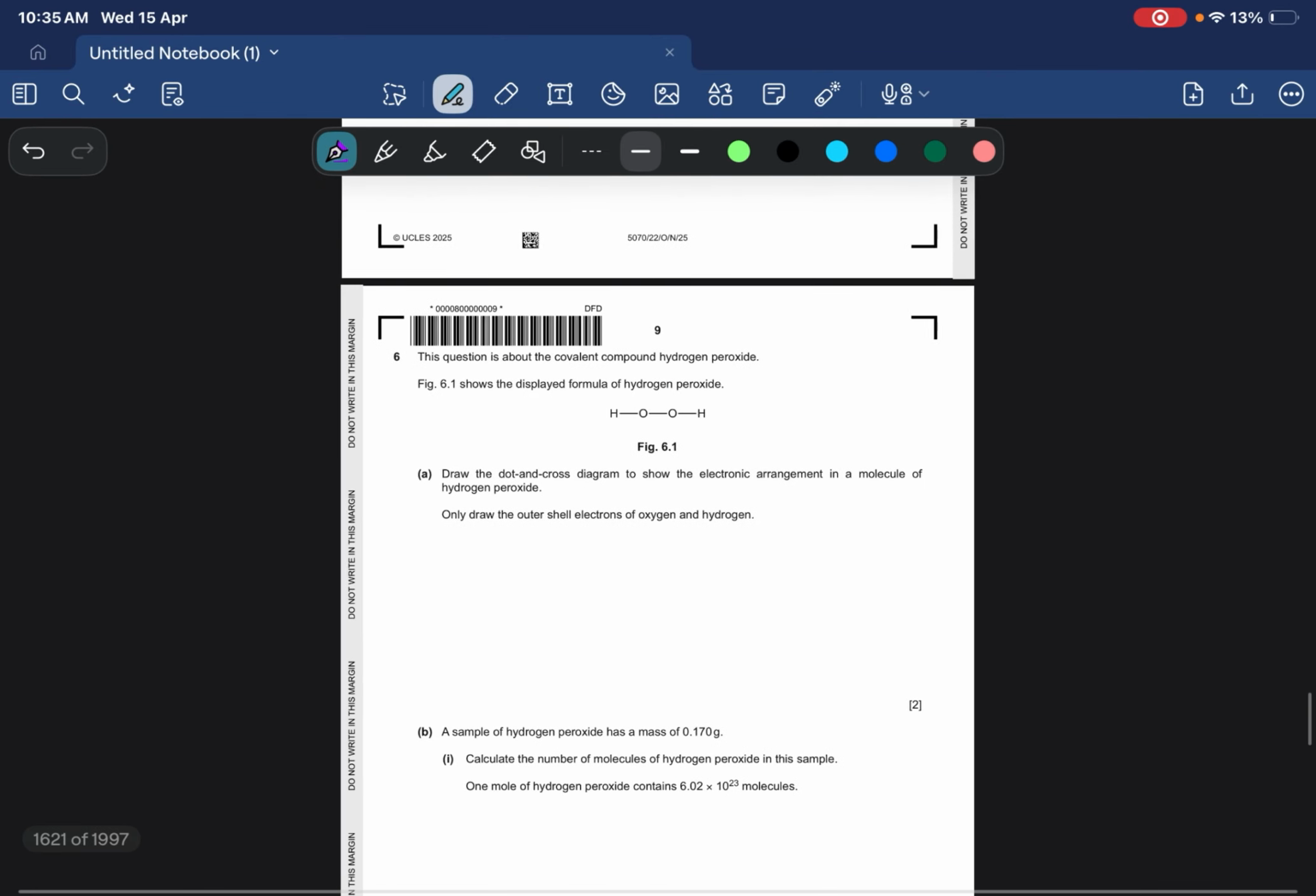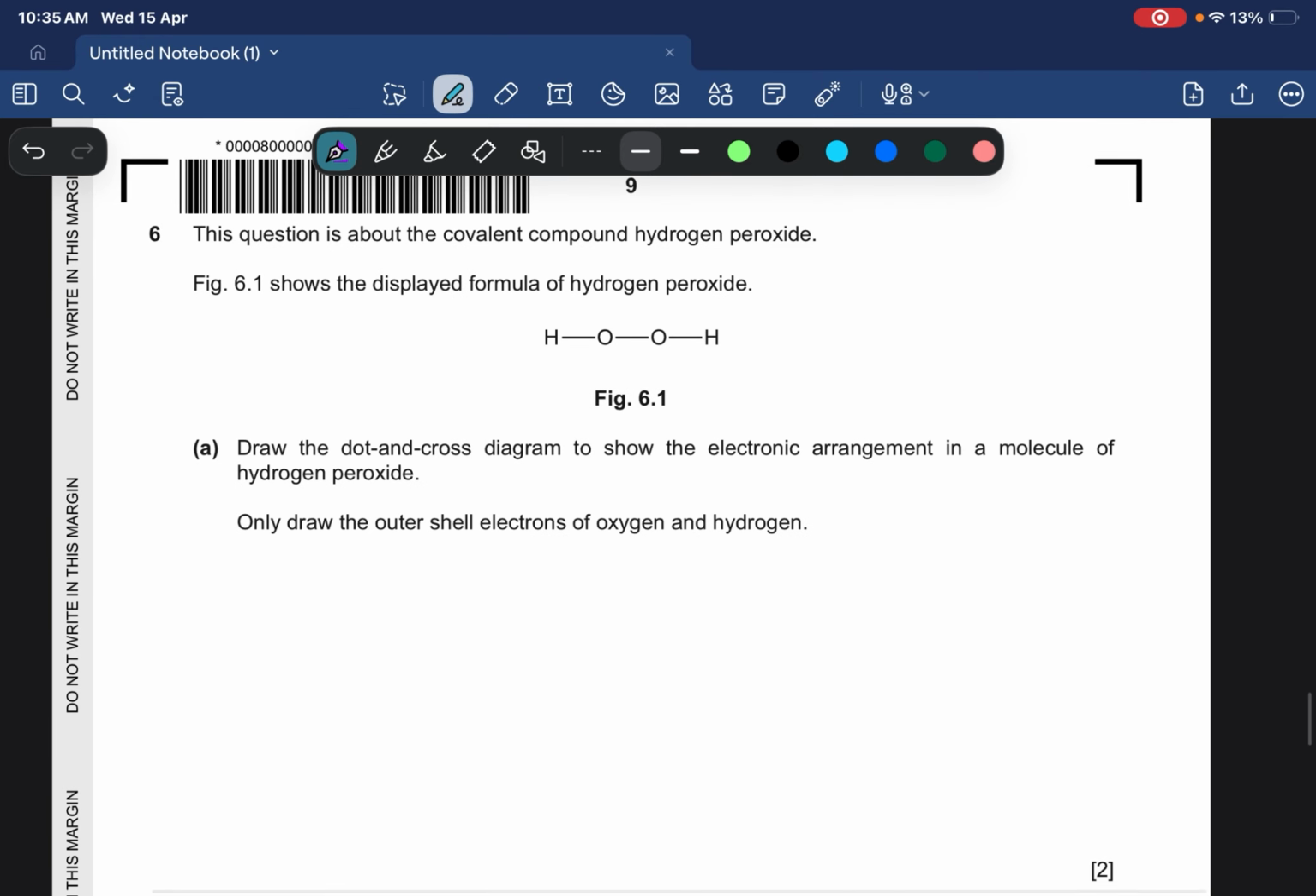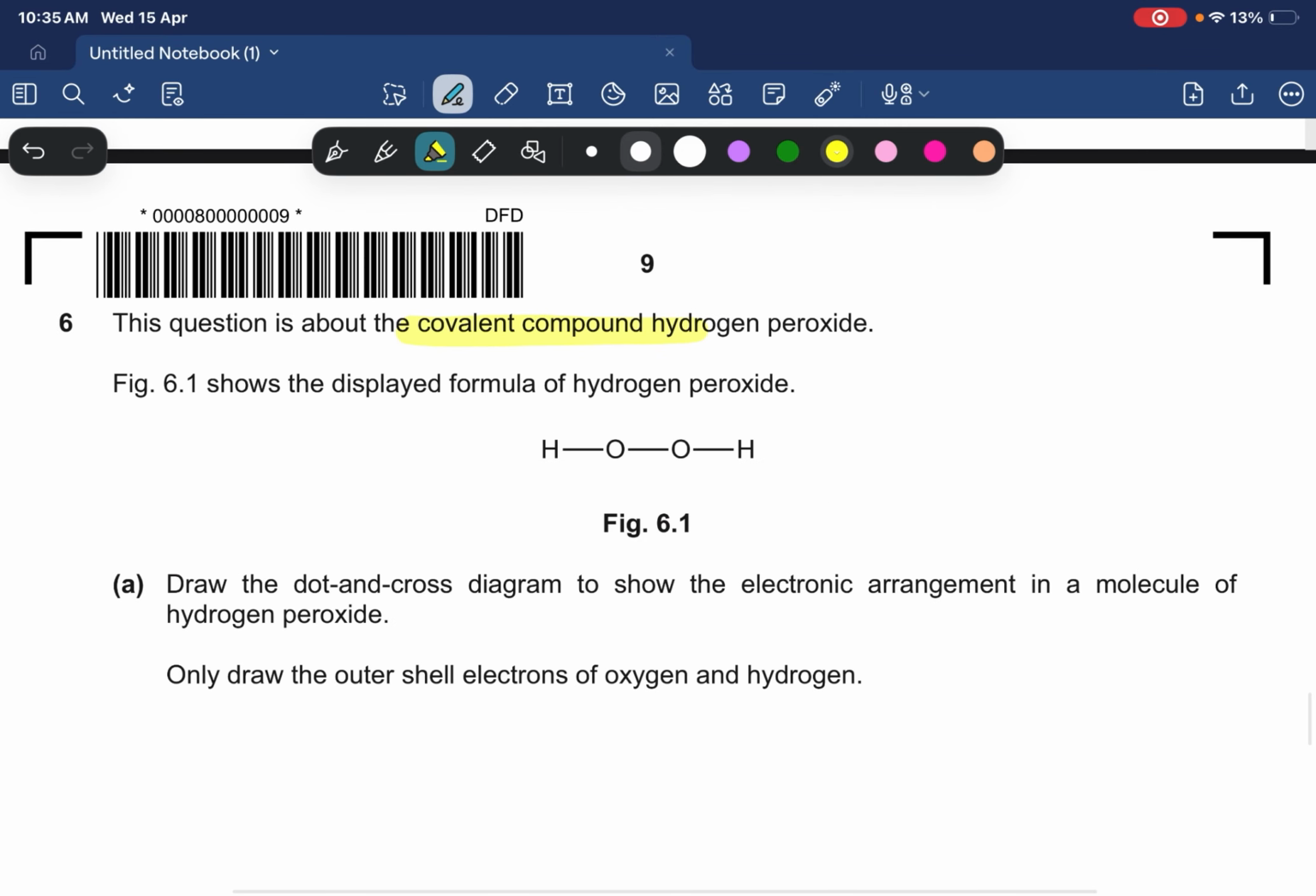Good. This question is about the covalent compound hydrogen peroxide. When we hear covalent compound, what do we get? We get low melting and boiling point. We get poor, negligible electrical conductivity. That's all that comes to our mind. Figure 6.1 shows the displayed formula of hydrogen peroxide.